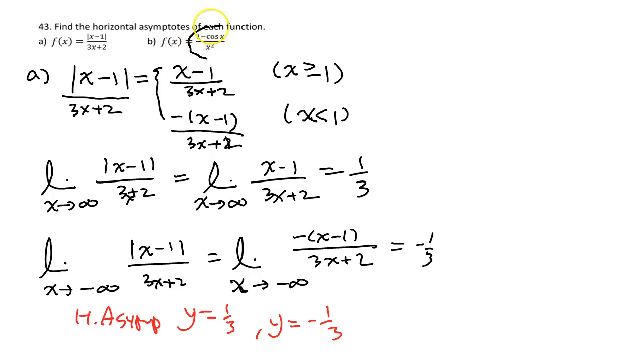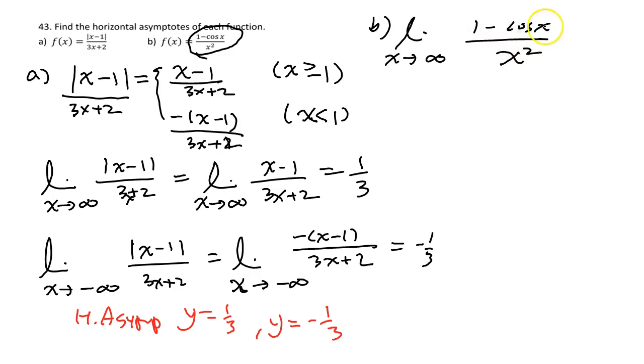Let's approach the second one. Now, for the second one, this might look familiar. You probably have heard many times that if you're taking the limit of something with 1 minus cosine, you should multiply by the conjugate. However, that rule doesn't apply here because, as you can see, the denominator is infinity squared, and cosine x is a number that's between negative 1 and 1.